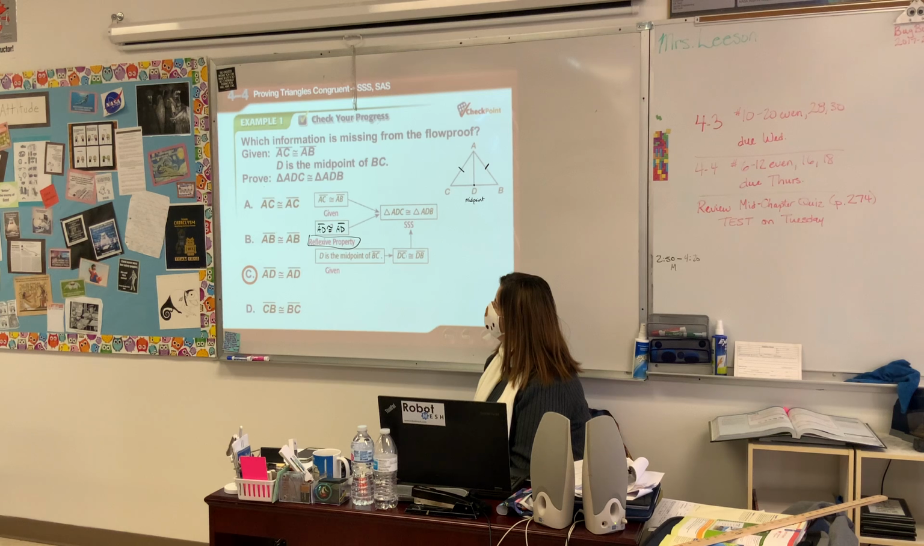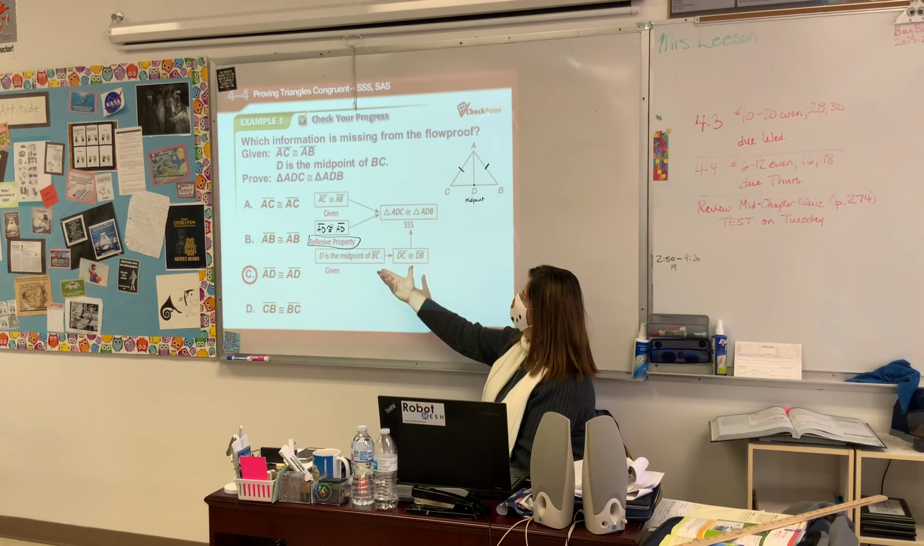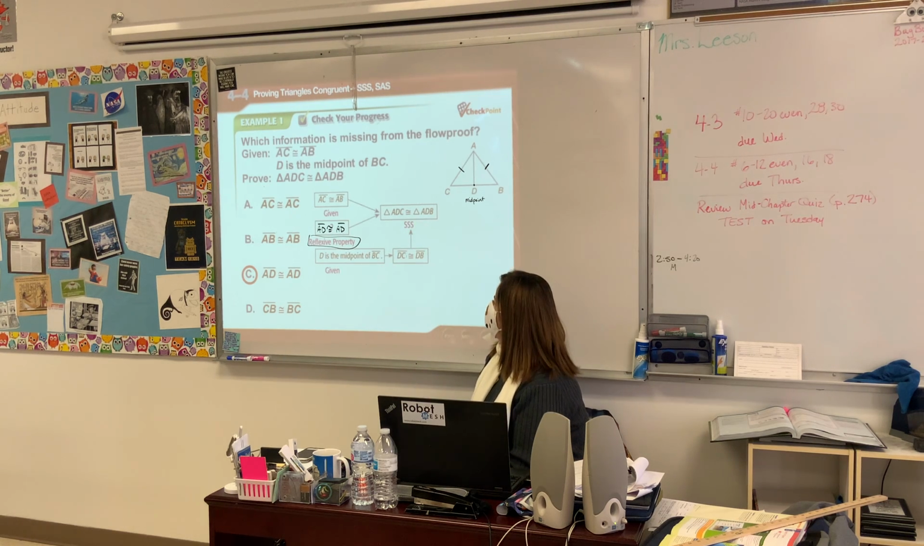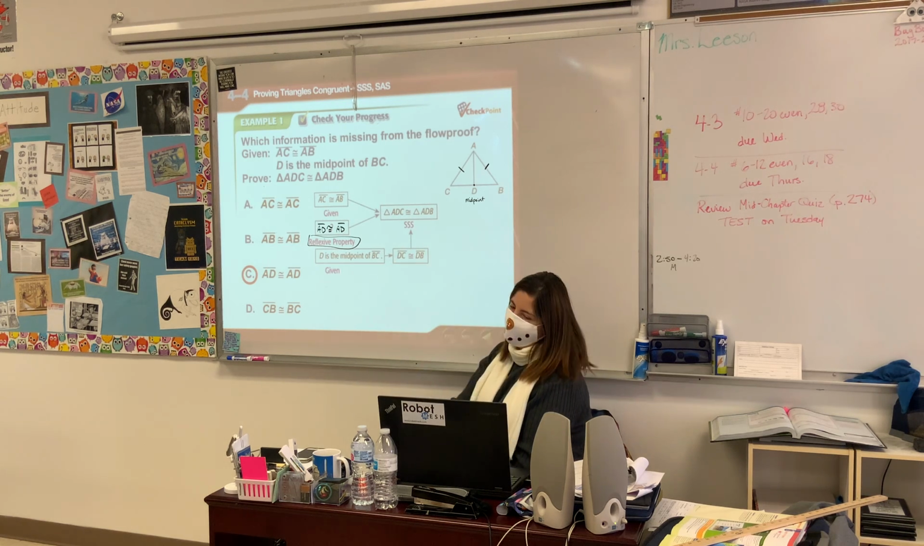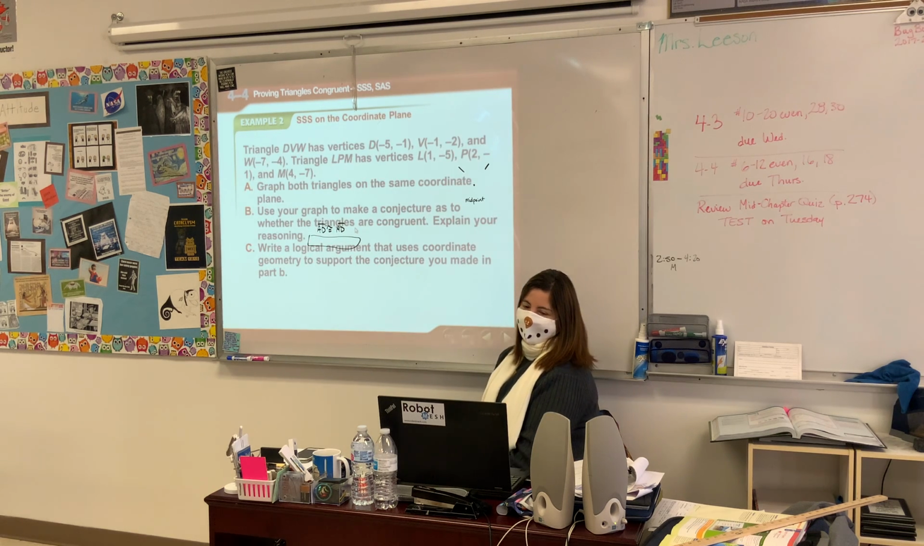Not too bad so far, right? Given, reflexive. Hey, I have side, side, side. So these two triangles are congruent. And we knew that these two were congruent because B was the midpoint. Everything builds.